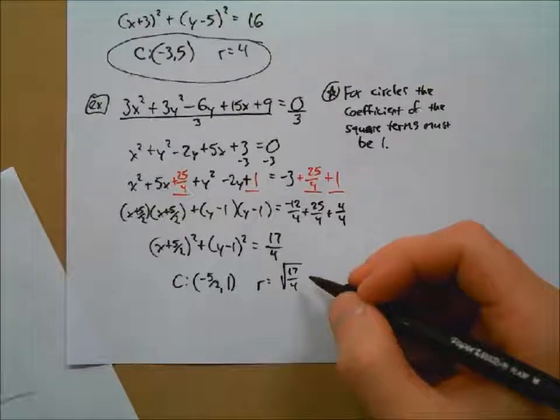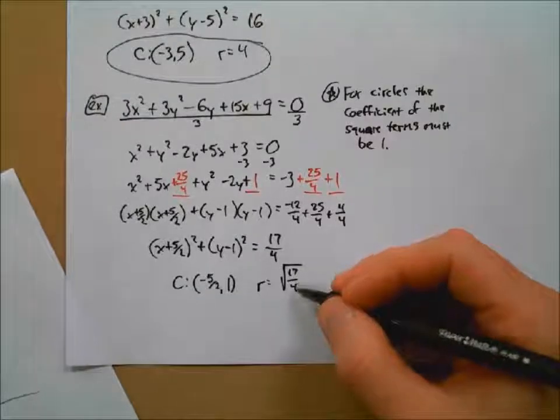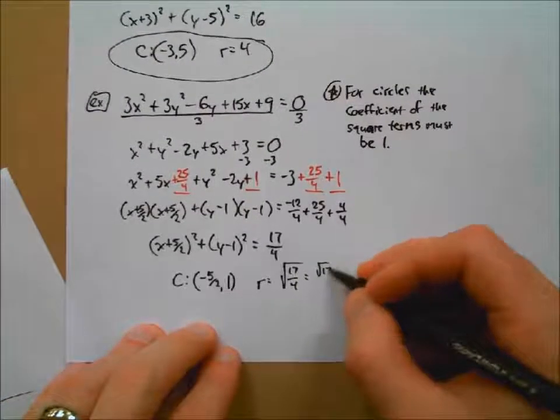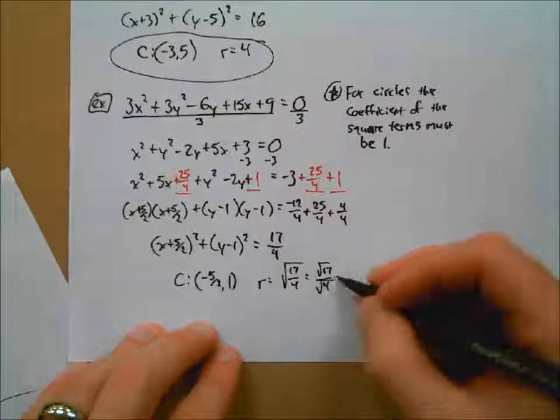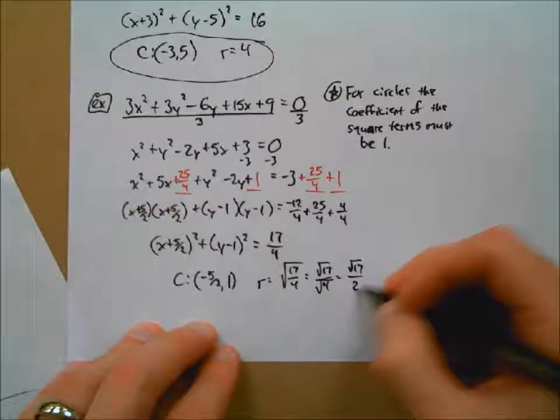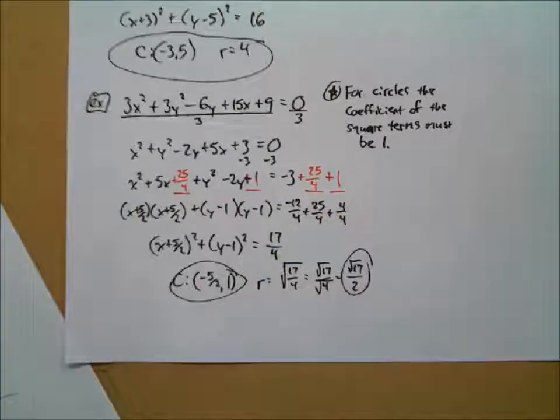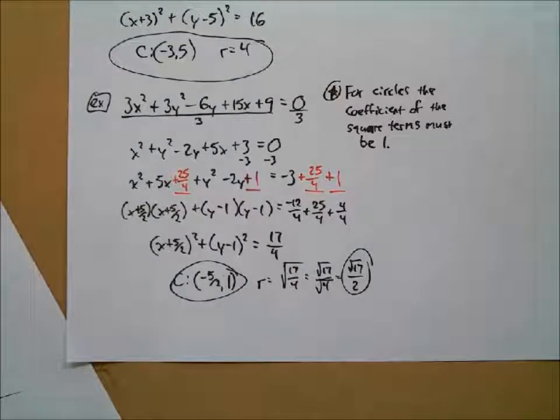Remember, when you take the square root of a fraction or the square root of a division problem there, you can break that square root up over the numerator and the denominator. And so we get root 17 over 2 for our final radius. And then there's this center.